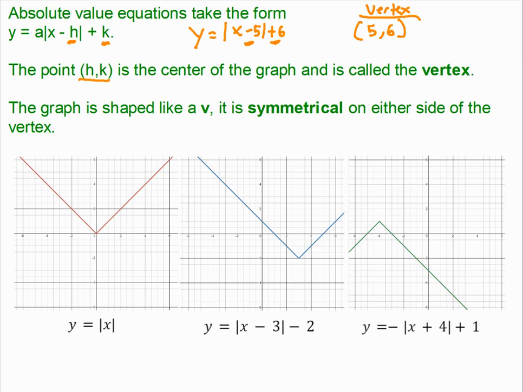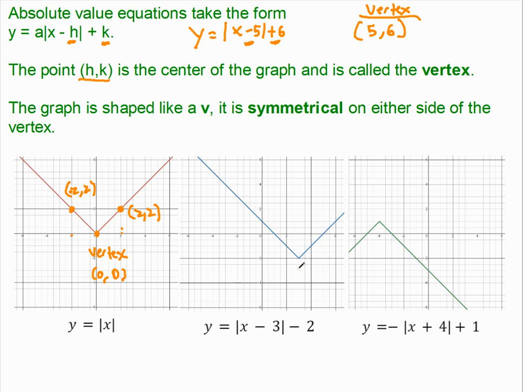So if I take a look at these, like my red graph here, this is y equals absolute value of x. My vertex is at (0, 0). And to illustrate what I mean by symmetrical, if I move 2 spaces to the right, that's at the point (2, 2). If I move 2 spaces to the left and go up, I'm going to be at the point (-2, 2). Notice that the x values that are equally distant from 0 have the same y values.